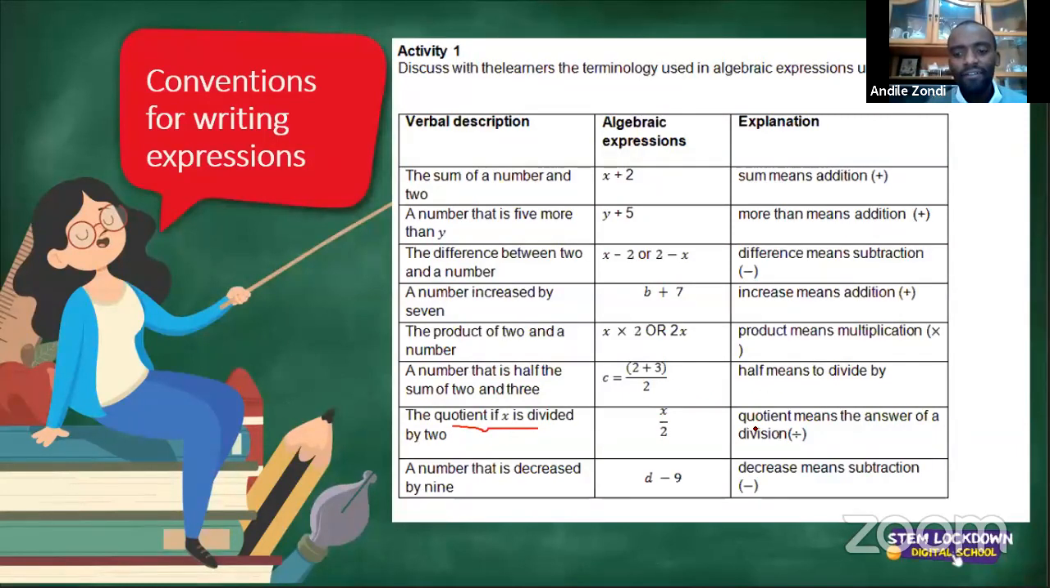Here, obviously, the word quotient means an answer. So this is an answer of whatever they're talking about, but an answer when something is divided. Here is our verbal description: a quotient if x is divided by 2. So an answer if x is divided by 2, this is your quotient. So we'll write that expression as x divided by 2 because a quotient is an answer when you're dividing two values. Hopefully that explains it. Okay, now let's move on.